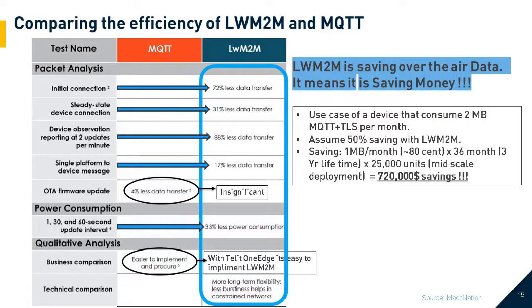So why Lightweight M2M over MQTT? What this comparison shows is that whether it be at an initial connection or a steady state, there is a marked improvement in the amount of data required to operate. In this particular case, the estimate calls for a 50% savings by using Lightweight M2M over MQTT.